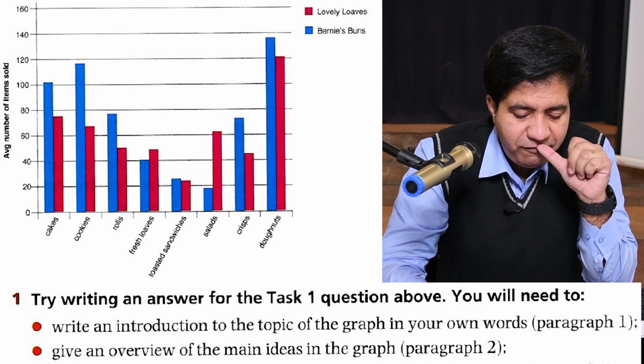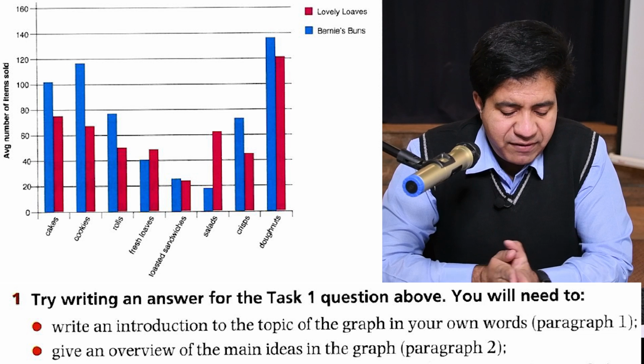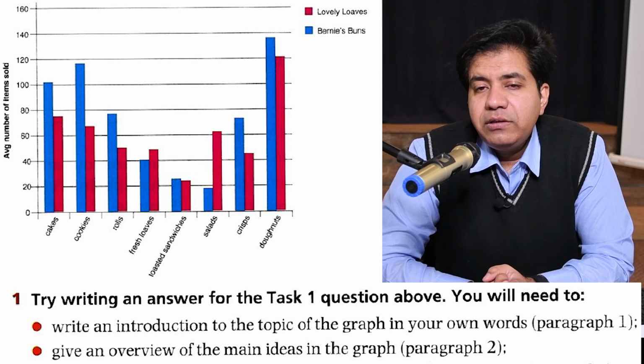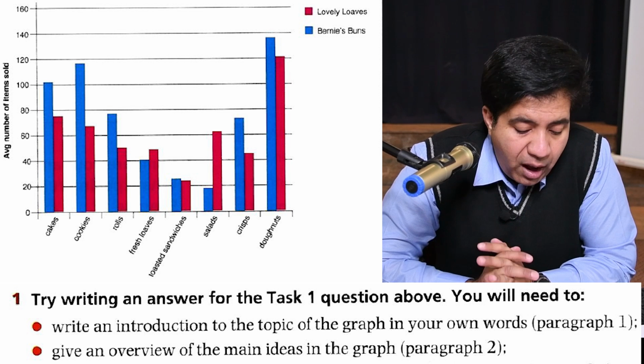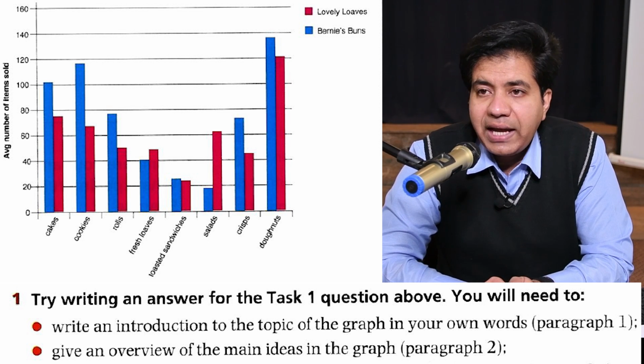Take a look at the graph. The second bullet point is to give an overview of the main ideas in the graph. This is your second paragraph. Now you are going to give an overview of the main ideas. What are the main ideas?